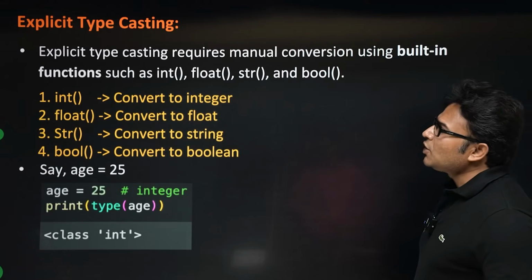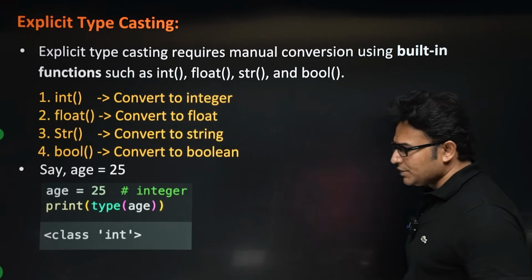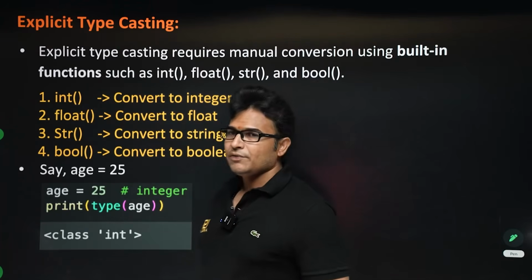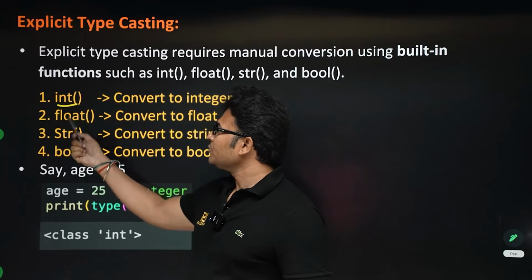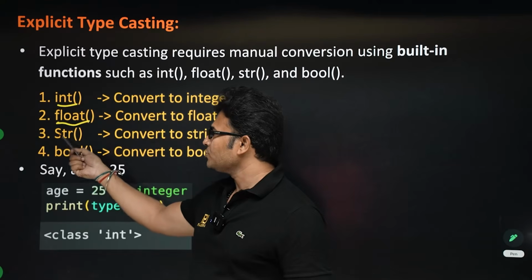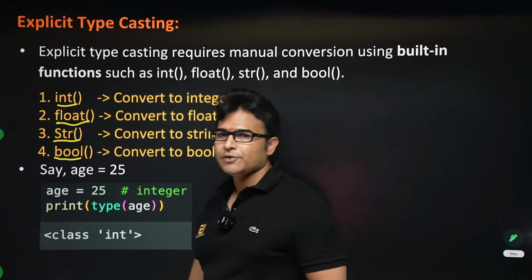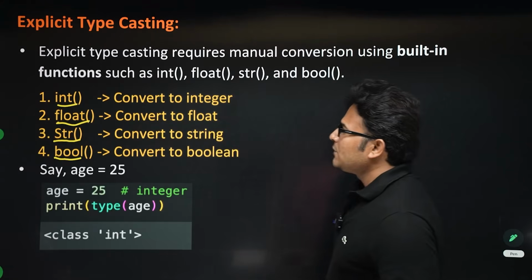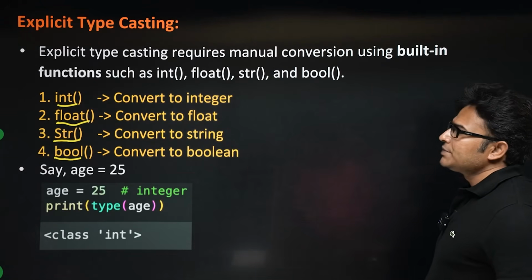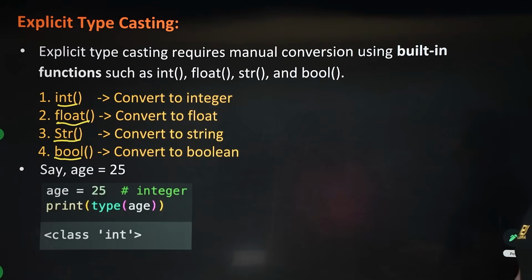Now explicitly also you can do conversion by using these functions. If you want to convert something to integer, you can use int. If you want to convert something to float, you can use float. Something to string, you can use str. Something to boolean, you can use bool. These are all explicit type conversions. If you want to do it on your own, you can do it.